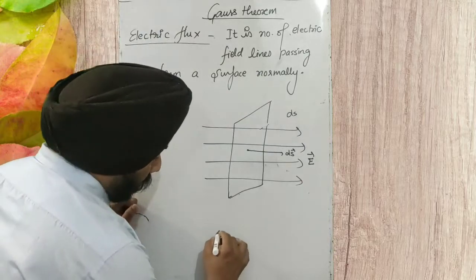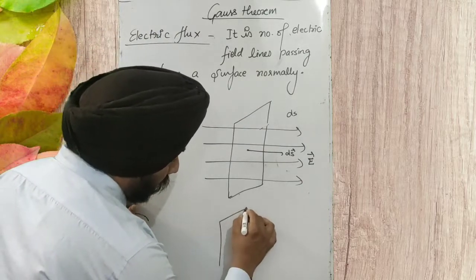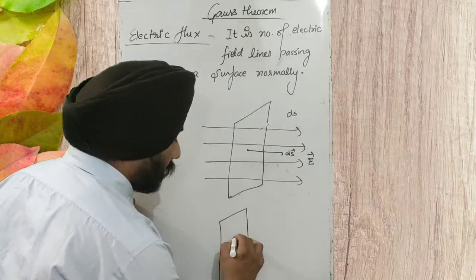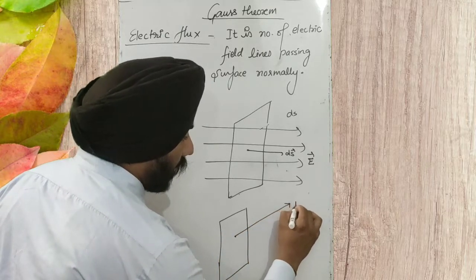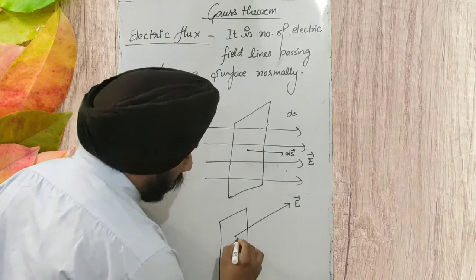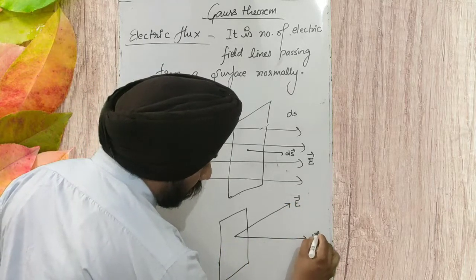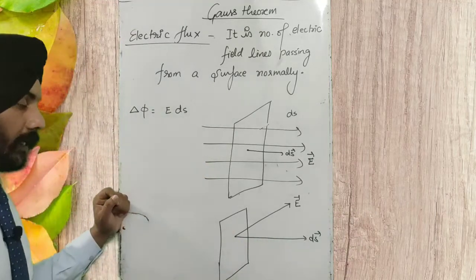If the electric field has some other direction than the area vector, then what do we have to do? Like this is a surface, and this is the direction of the electric field, but its area vector has the direction ds, this one, perpendicular to the surface.